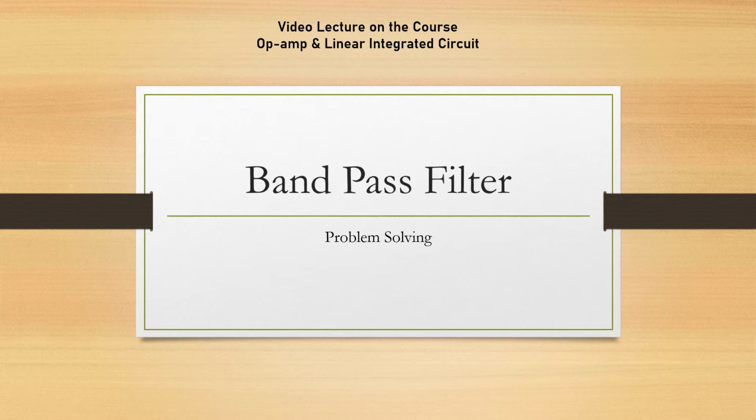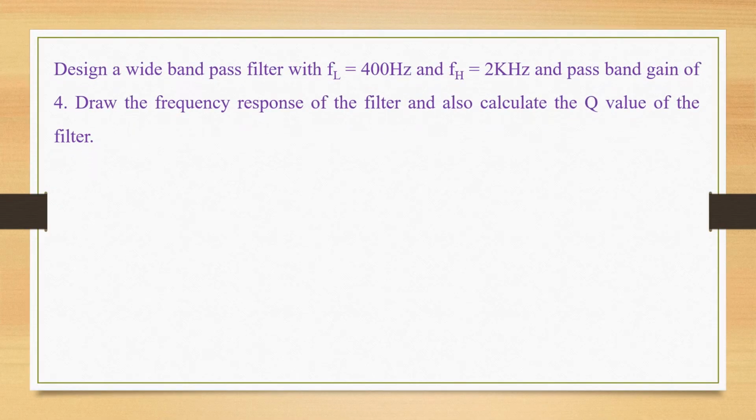So take the problem here. Design a wide band pass filter with lower cutoff frequency FL equal to 400 Hz and higher cutoff frequency FH equal to 2 kHz and pass band gain of 4. Draw the response of the filter and also calculate the Q factor or Q value of the filter.